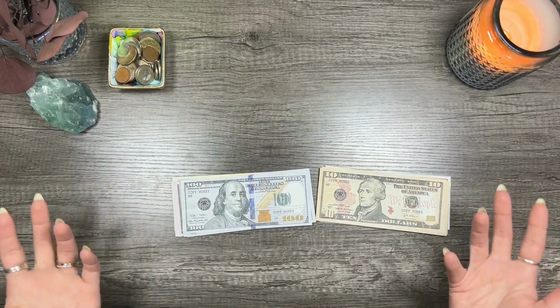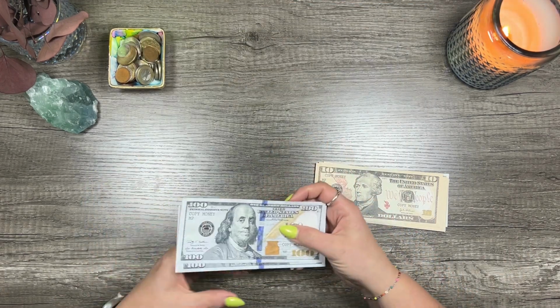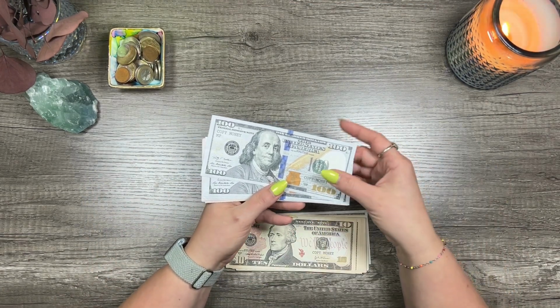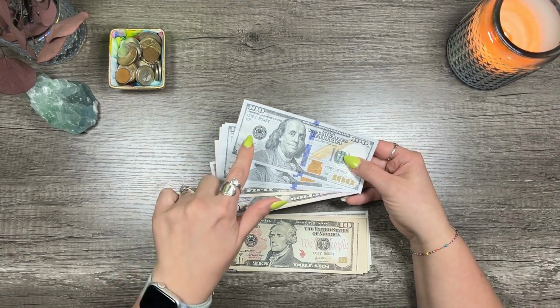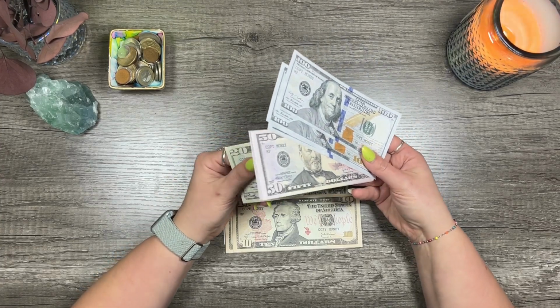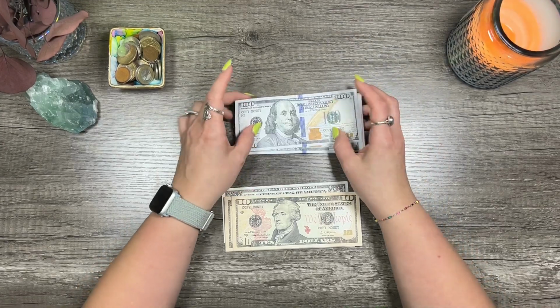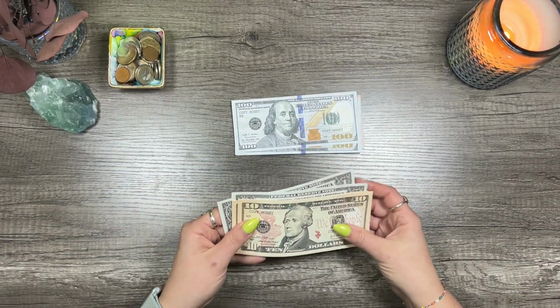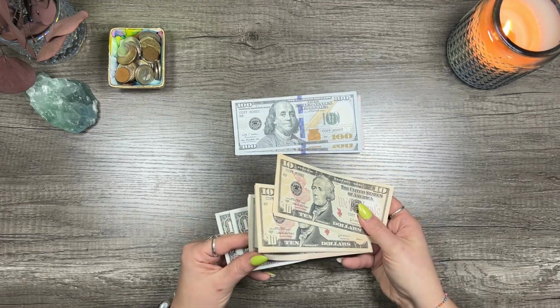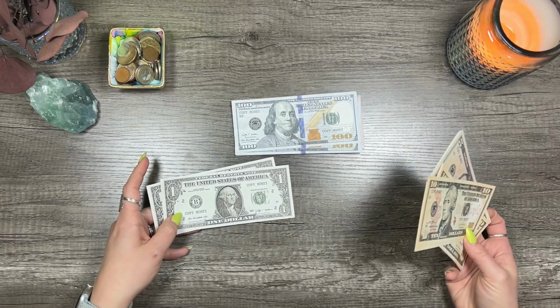So prop money, what is it? Prop money is fake money that looks like real money that you can use in place of real money for various different reasons. So I have the prop money here that I use, and you can see it looks almost exactly like real money, except it says copy money at the top. And when I use it in my reels and things, people will always say, oh, that's not real money, that's fake money. Well, that's absolutely correct. I'm not trying to hide that. However, it represents money that I have in my bank account. So here's the 10s, the 5s, and the 1s. It all looks super real, except that it says copy money.